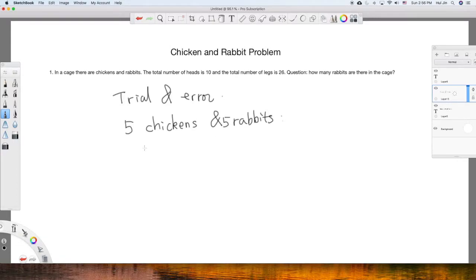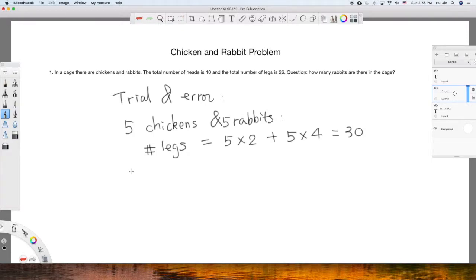All right, then the total number of legs equals 5 chickens, so 5 times 2, those are legs from the chickens, plus 5 times 4. And that's easy to figure out, and that's 30. Well, that's too many. Okay, so that indicates that the number of rabbits is too many.